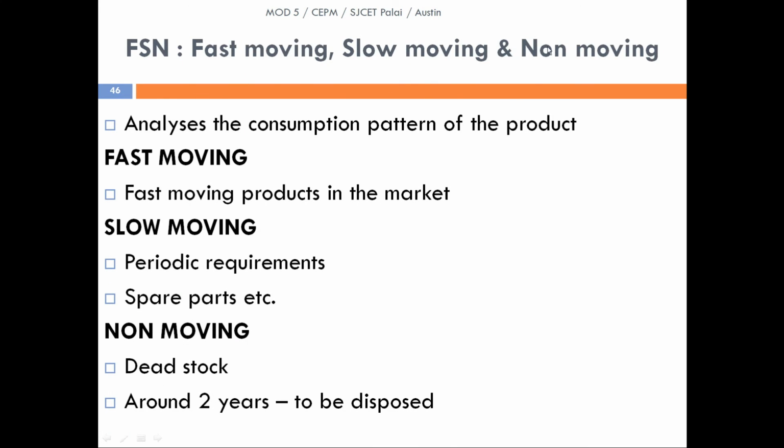Next one is FSN: fast moving, slow moving, and non-moving method. Fast moving analyzes the consumption pattern of a material. Fast moving products come to the market, they are of high demand for the customers, so they move very fast out of the market, so they have to be refilled faster. Next is slow moving, with periodic requirements, which means spare parts which require periodic changes. Non-moving means dead stock, around 2 years, which remains in the warehouse for a long period of time. So that is another inventory control. We can classify the materials based on fast moving, slow moving, and non-moving also.